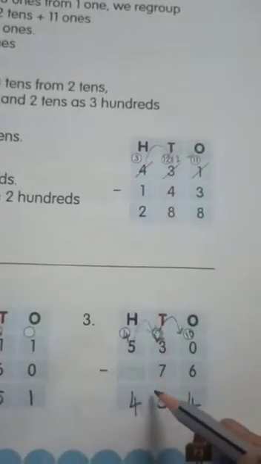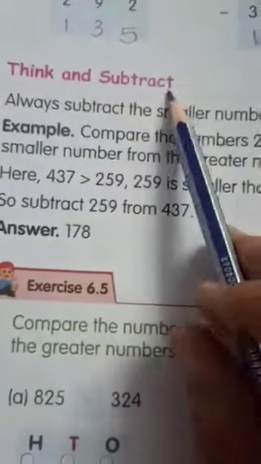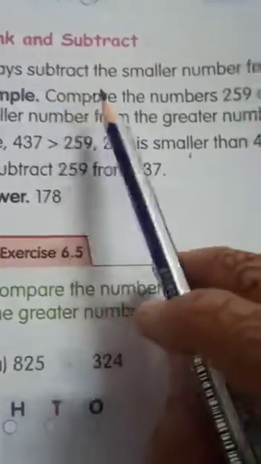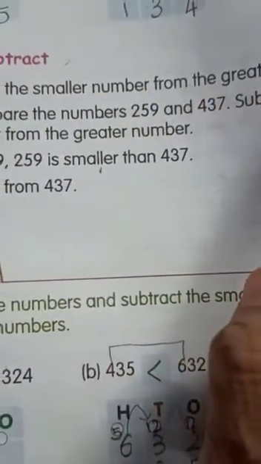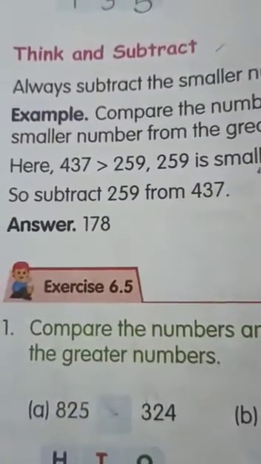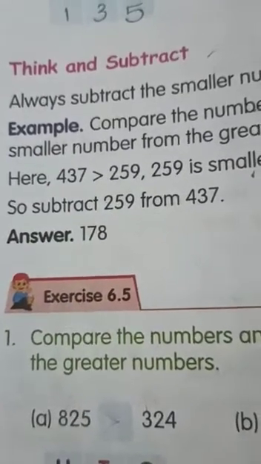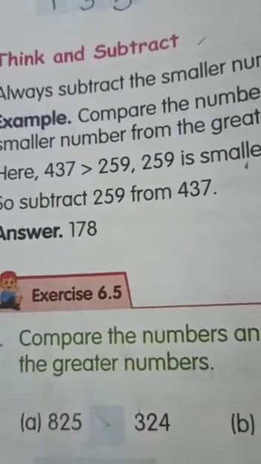In the same way children, you have to do this third one. This fourth and fifth you have to do by yourself. Next, think and subtract. Children, always subtract the smaller number from the greater number. While doing the subtraction, you have to write the smaller number below the bigger or greater one.